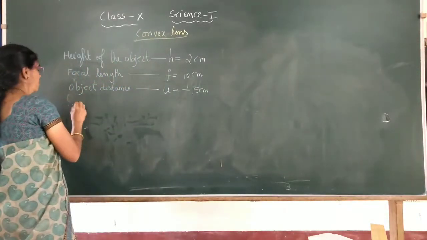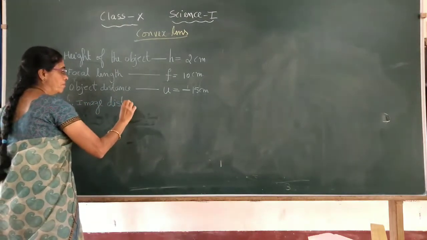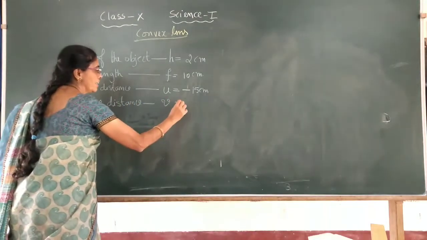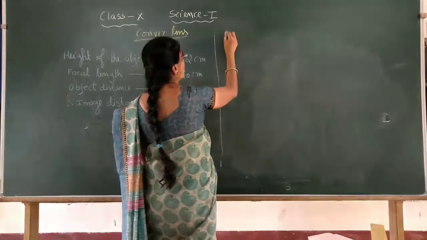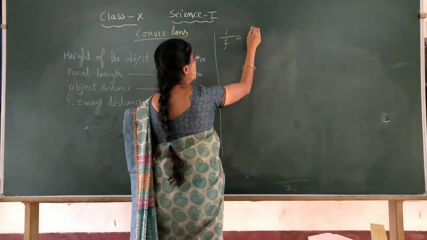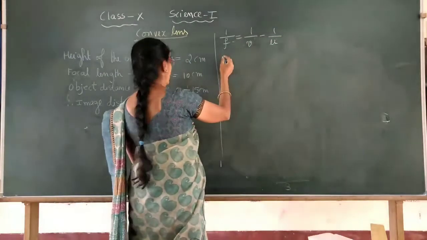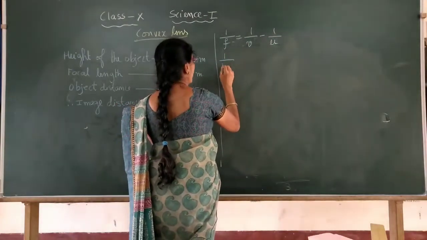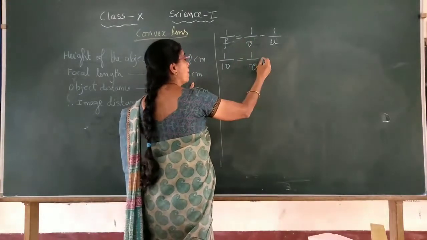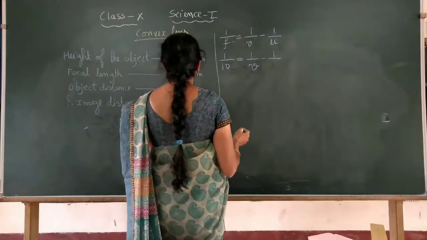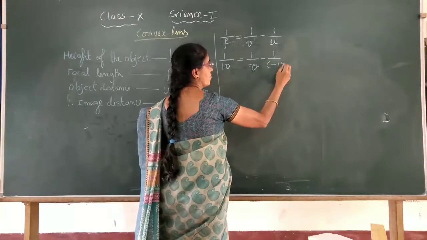Therefore, we will find the image distance, first step. So we will use the formula 1 by f is equal to 1 by v minus 1 by u, right? F is how much? 10 is equal to, v value I don't know, right? V minus u value is minus 15. U value is minus 15. So one more minus you have to use. Minus 15.